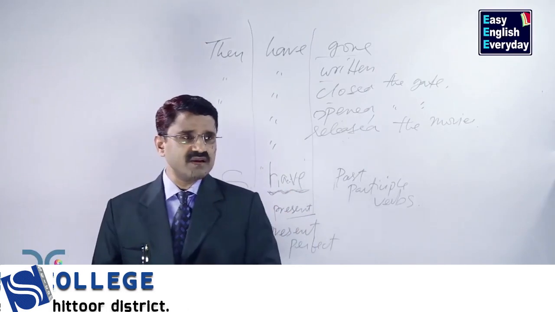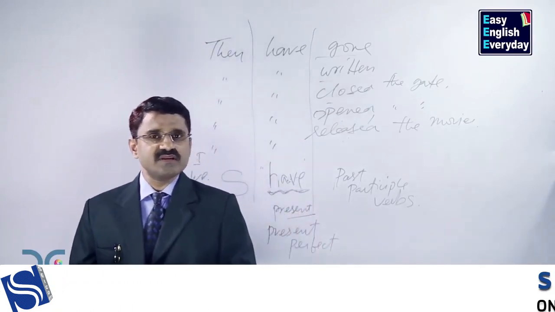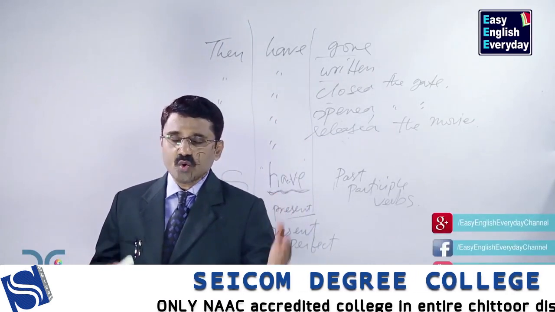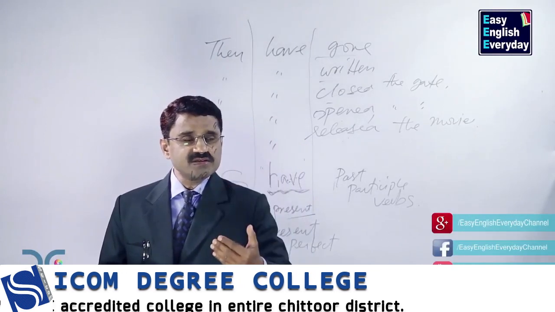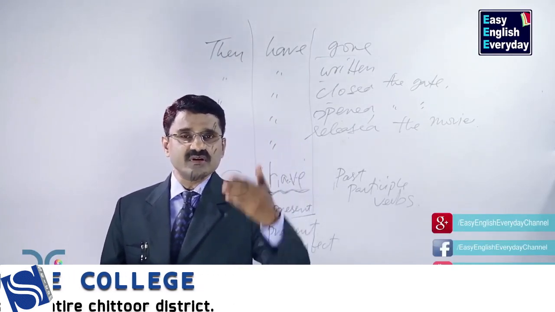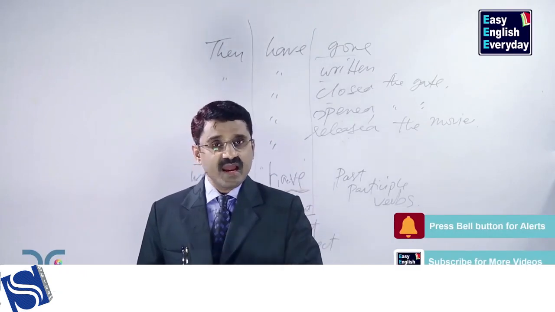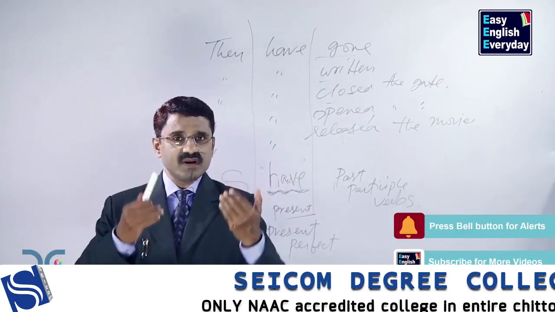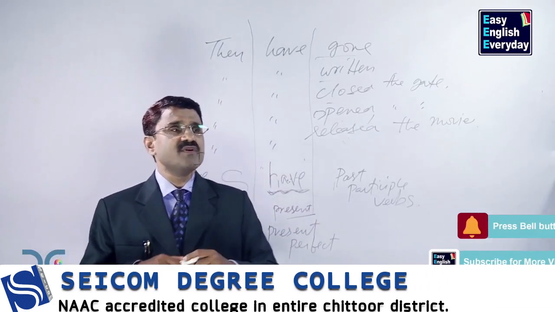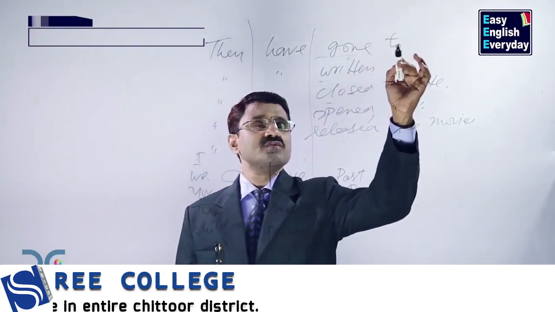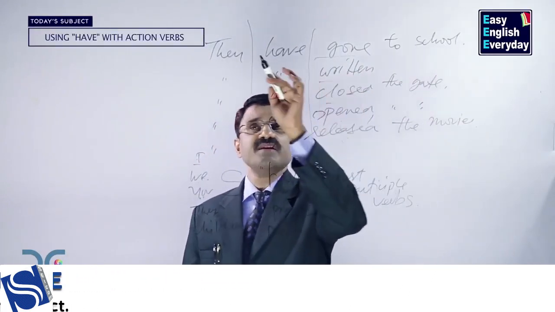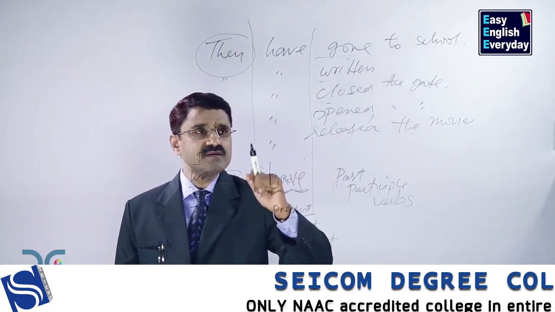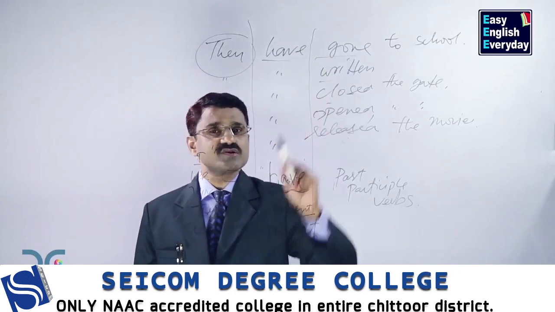Now, when should I say these sentences? You have to use these sentences when you are discussing completed actions. The actions are over, but they are linked to the present. We are talking about the result of those actions. They are completed actions, but they have some relationship with the present time. For example, they have gone to school. That means right now they are at school. If children are at school right now, I should say they have gone to school.